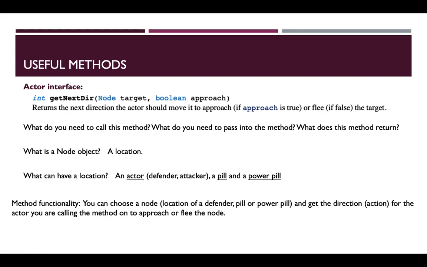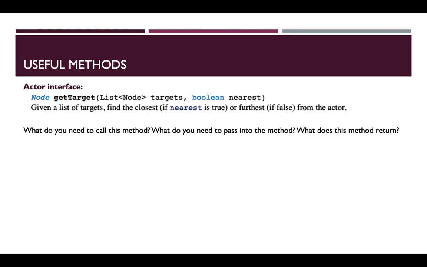Now, if we start thinking, when would you want to use this? As an attacker, when would you ever want to flee a defender? So maybe when the defender's close to you, you want to be able to get the location of that close defender, pass it into this method, and for the boolean, put false to flee because you want to go away, because you don't want to get eaten. Right? Okay. Moving on. The next one is also in the actor interface, and it's called getTarget.